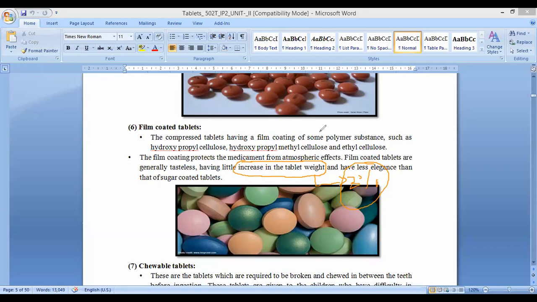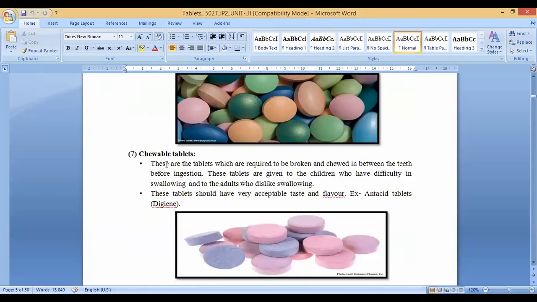Now moving further, chewable tablets. I think everyone may have at least once in life taken an antacid tablet of Digene. Have you ever taken a Digene tablet? Which is an antacid. So these are the tablets which are required to be broken.